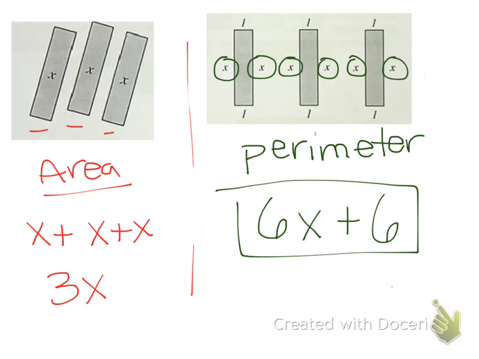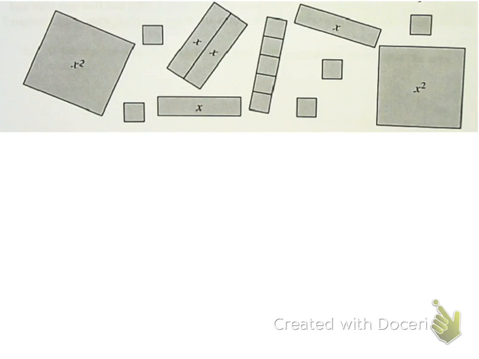So if you did do the perimeter, again, I counted my 6 x's on the outside, and that's how I got 6x. And then I counted the unit tiles on the end, and there's 6 of them, so that's how I got the plus 6. So here's a collection of algebra tiles. When a collection of algebra tiles is described with mathematical symbols, we call it a variable expression. So like in our last one when I said 6x plus 6, that's called a variable expression.